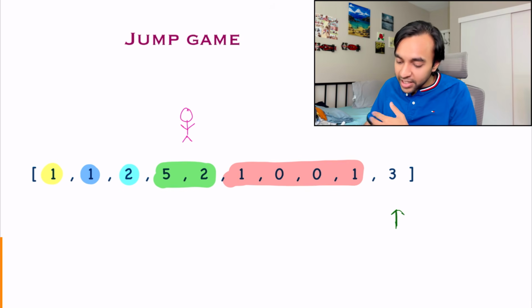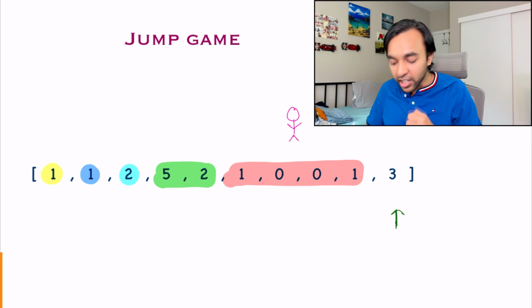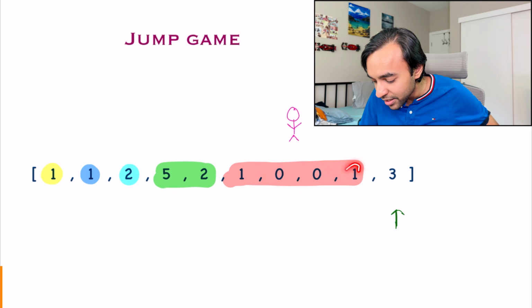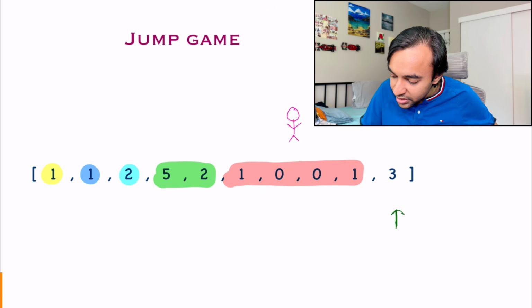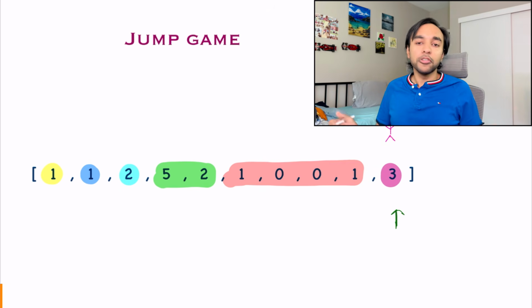And now, once again, repeat the same process. For this window, now determine how far you can go. This will only land you here. These two numbers won't land you anywhere. This number will land you over here. So this is giving me my last jump that I will have to take. And that is how you will reach your end.